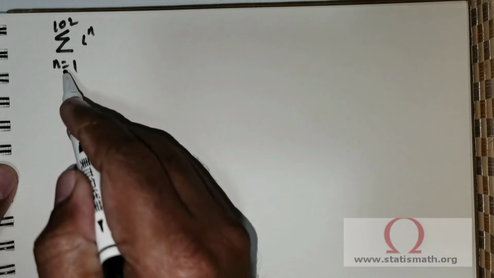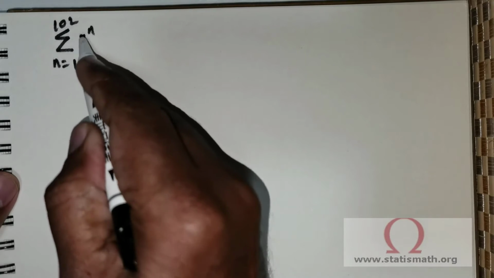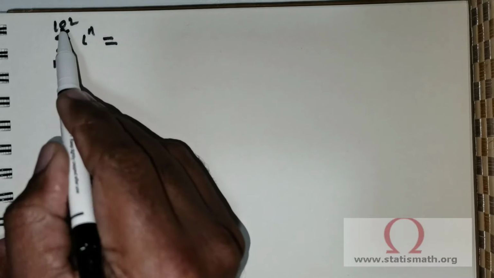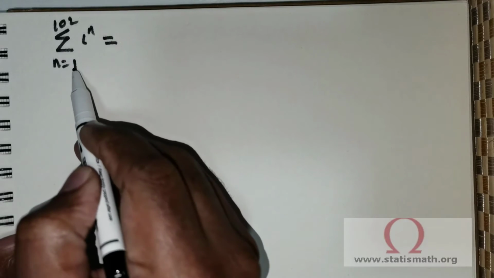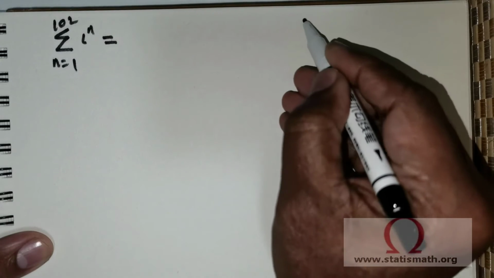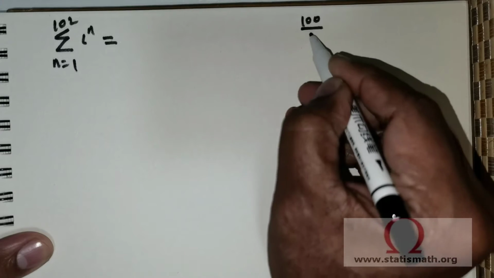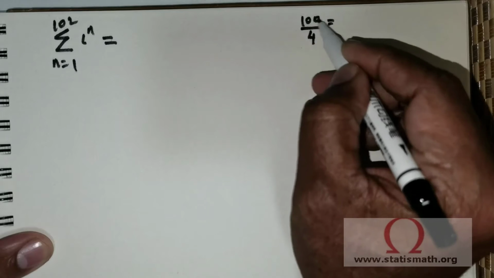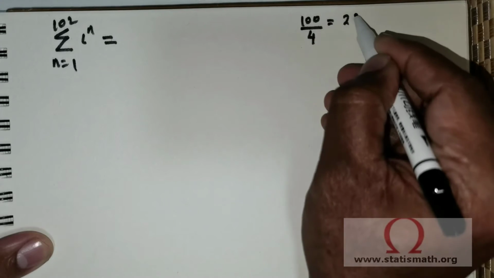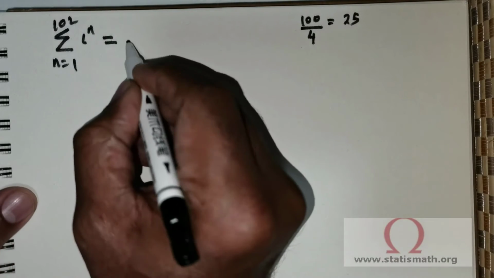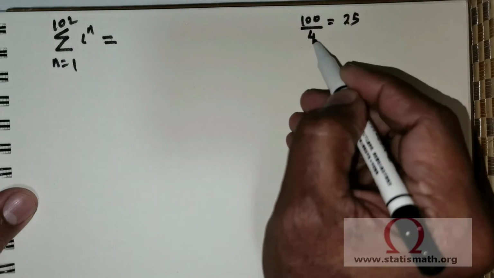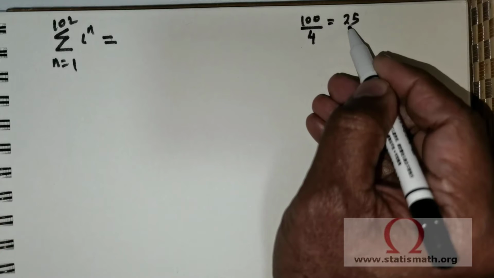Okay, students, we are given this question: the sum from n equal to 1 to 102 of i raised to the power n. We are expected to find the value of this. Now, the limit is stretching from 1 to 100. 100 terms can easily be divided by 4, right? 4 times 2 is 8, so you carry 2 and you have 25. So you can actually divide 100 terms in parts of 4 and write them as 25 parts.